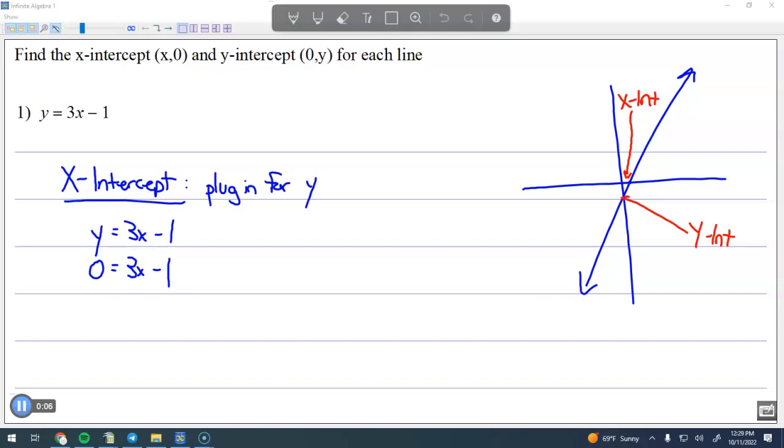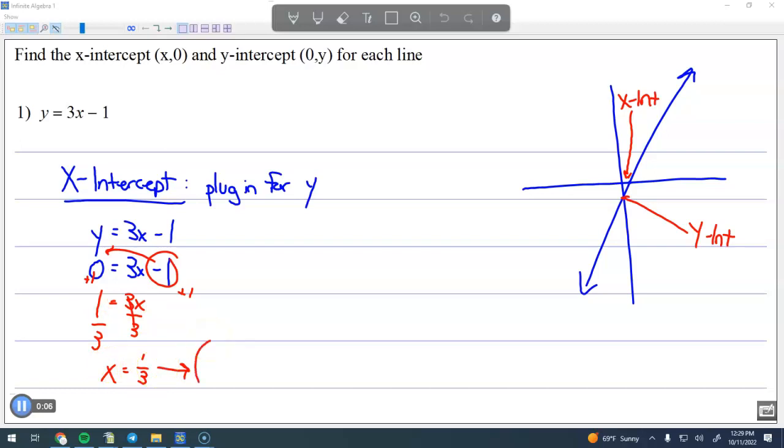So I write down my equation, x-intercept, I plug in 0 for y, and then I'm going to solve it. So how would I solve this? I'd probably add 1 to both sides, so move the 1 over. And then divide by 1 or divide by 3? Divide by 3 because you want to divide by the number next to the variable. And you'll get x equals 1/3.